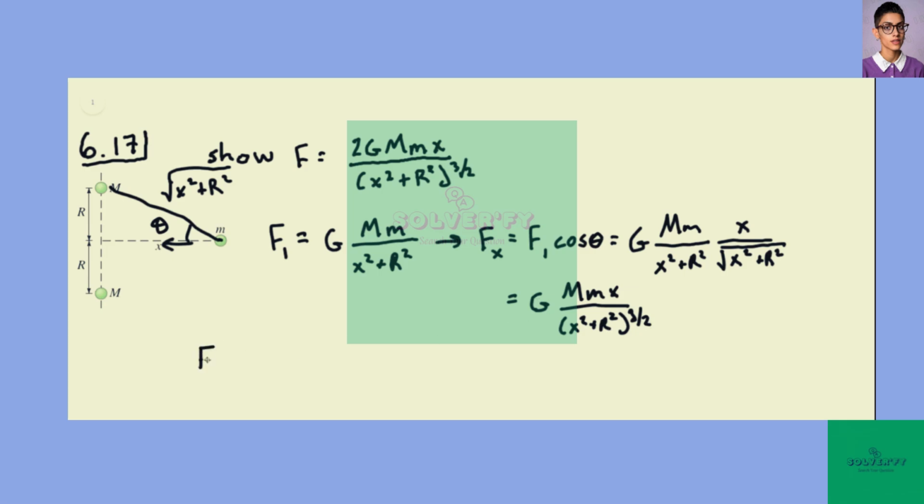And so the net force, since we have two of these, is going to be 2 times the x component we just found. So it's going to be 2G big M little m x over x squared plus r squared to the 3/2, which is what we were hoping to find.